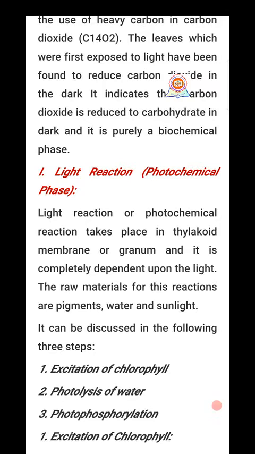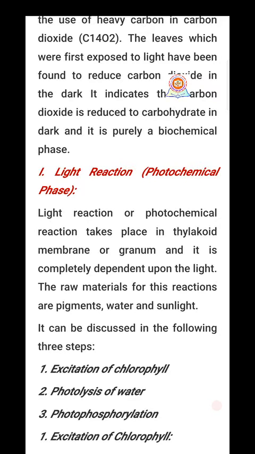The light reaction or photochemical reaction takes place in the thylakoid membrane or granum, and that reaction is completely dependent on the light, and that's why it is known as light reaction or photochemical phase. It is carried out in the thylakoid membrane or granum of the chloroplast, and it is completely dependent on the light.